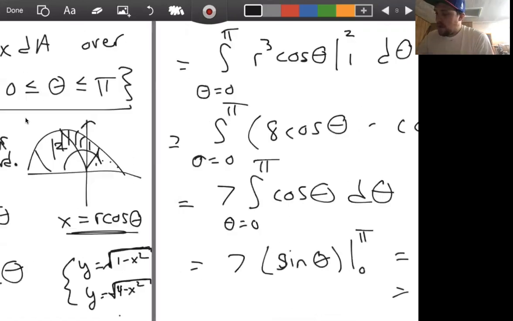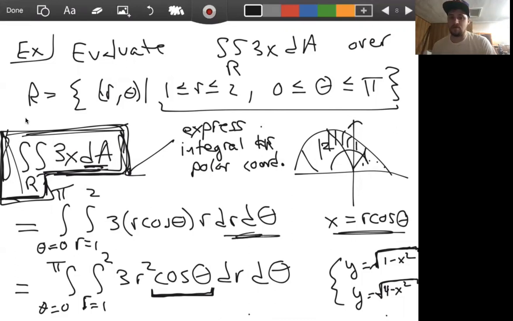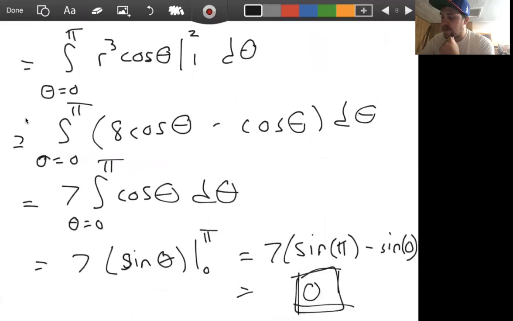Okay. But this is an idea of evaluating integrals in polar coordinates. First, if it's already in polar coordinates, then you just integrate, right? But if it's not, like here, it was in Cartesian or rectangular coordinates, you first have to express every aspect of the integral in polar coordinates, right? You have to make sure the bounds, the integrand, and the differentials are all in polar coordinates. Otherwise, it won't make any sense.